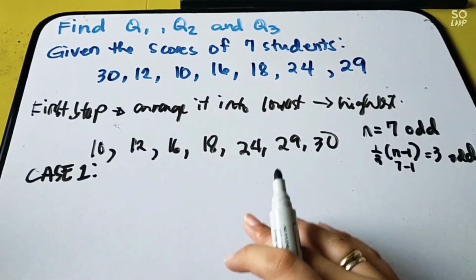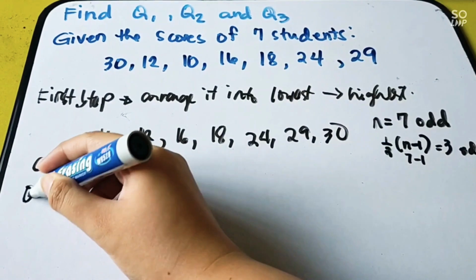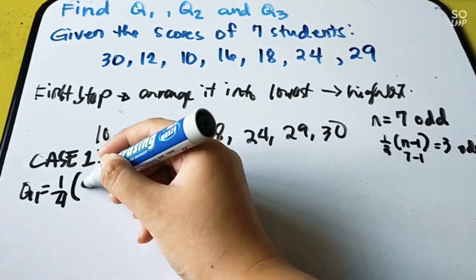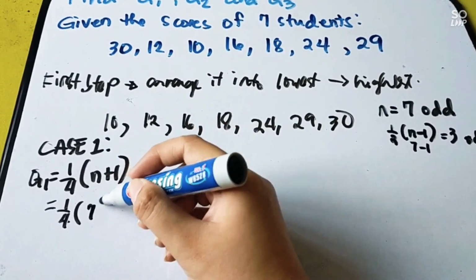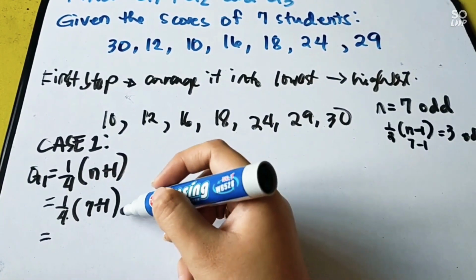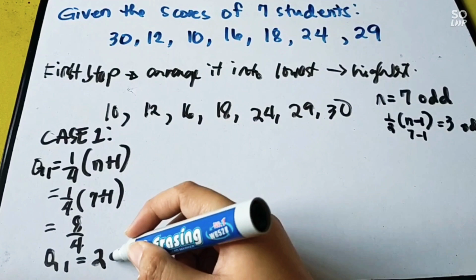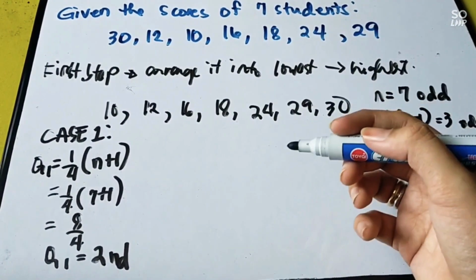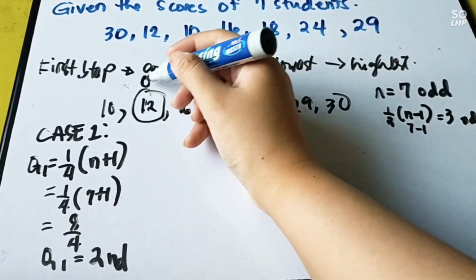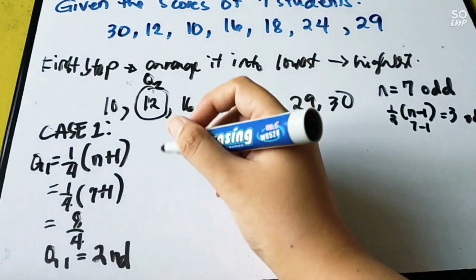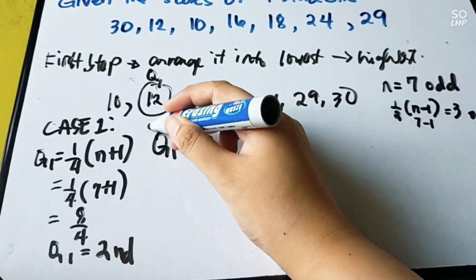So, how will you solve this by using case 1? Ganito lang po kasimple. Let us apply the given formula. For quartile 1, we have 1/4 times n plus 1. So, we have 1/4 times 7 plus 1. It is equal to 7 plus 1, that is 8. 8 divided by 4. So, your quartile 1 is 2. Meaning, it is at the second term or second number. So, ano yung second number dito? Ito yung 1, 2. Ito yung pang-second mo. So, this is the quartile 1. Your quartile 1 is equal to 12.